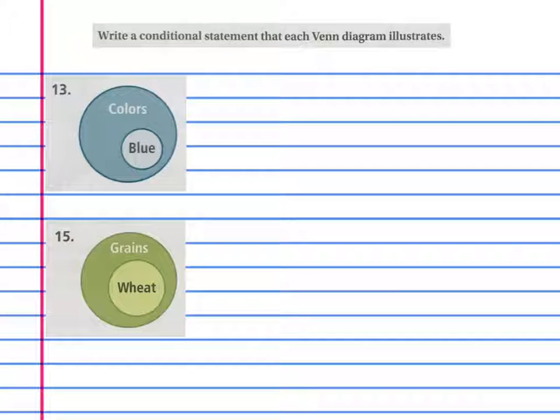For number 13, this was a funny one for me to answer, because if something is blue, then it is a color. It's not really that it is a color, it's that it has a color. It took me a minute to think about this, but there it is. So again, if something is blue, then it has a color.